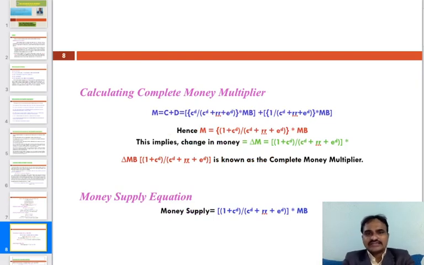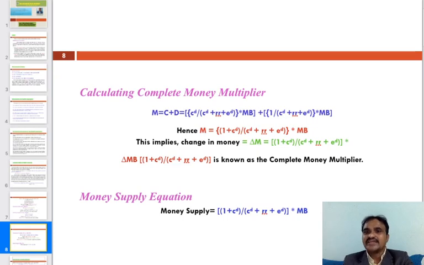So after that, we discuss calculating the complete money multiplier. In the previous slides we discussed what the deposit multiplier is and what the currency multiplier is. Now we discuss the complete money multiplier. So money, M is equal to C plus D. C, what? We already discussed the currency multiplier, and D, what? The deposit multiplier. Hence M is equal to (1 plus CD) upon (CD plus rr plus ed) multiplied by MB.